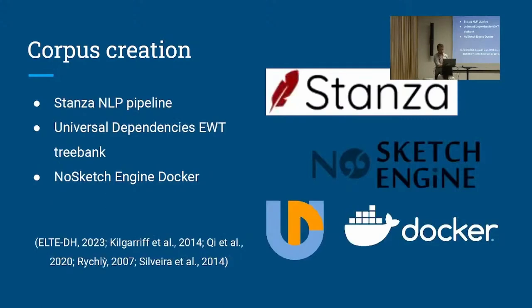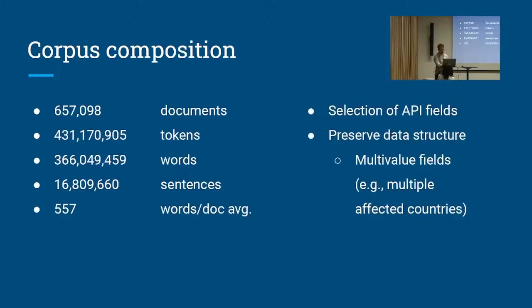Now, the tool that we used to create the corpus itself was the Stanza NLP pipeline, which is a package on Python that you can install via pip. And that is based on the Universal Dependencies EWT treebank. And we compiled the corpus with NoSketchEngine Docker, which is a Dockerized version of NoSketchEngine, which is also available on GitHub through a third party. When we made the corpus, we ended up with, once again, close to 700,000 documents, which averaged less than 600 words per document on average.